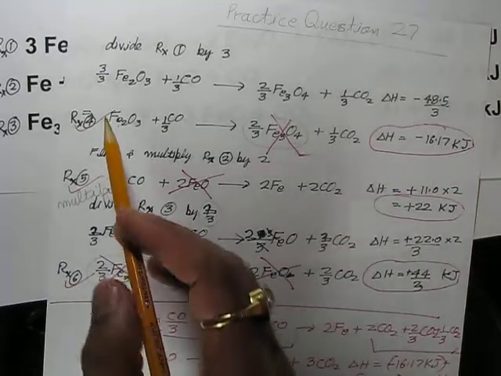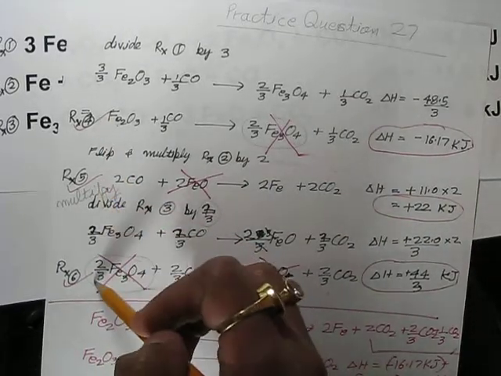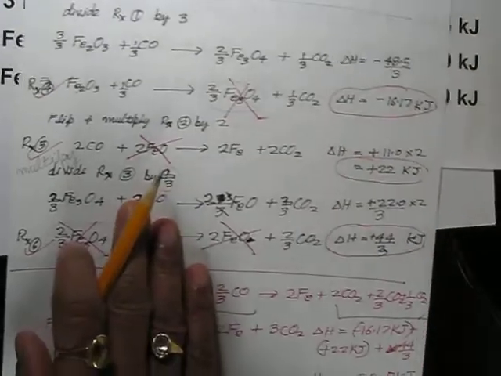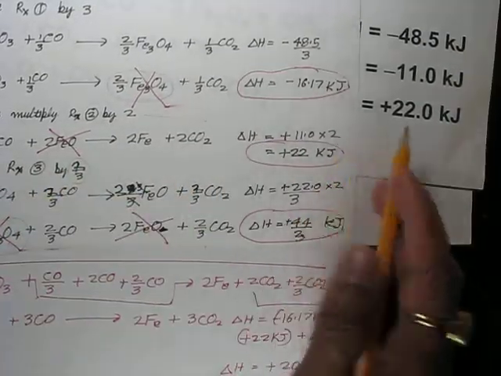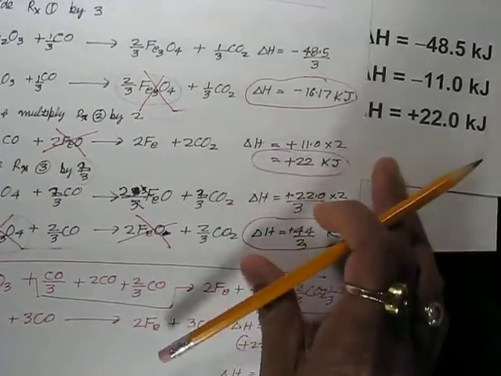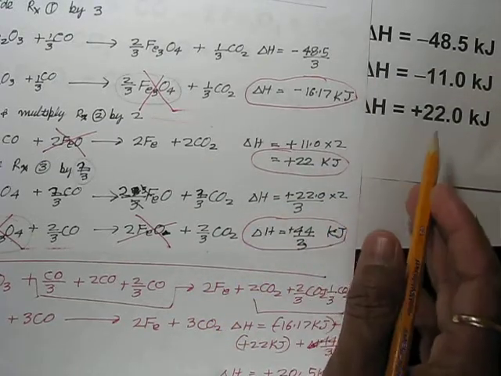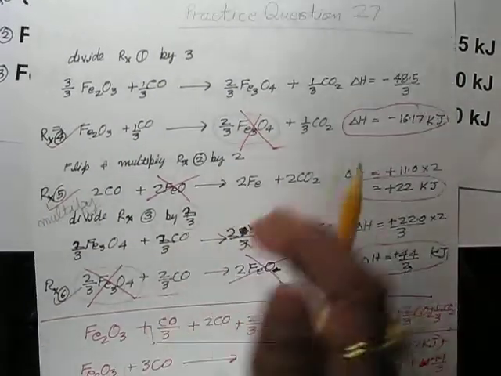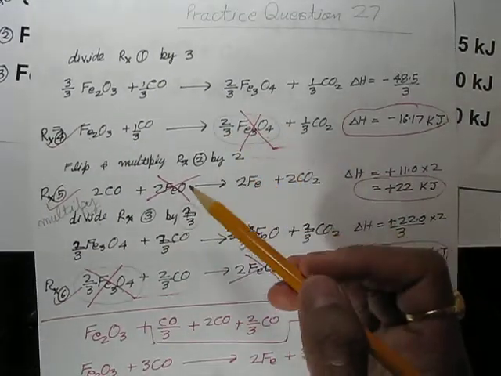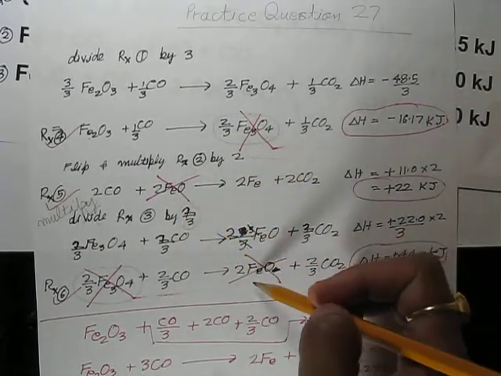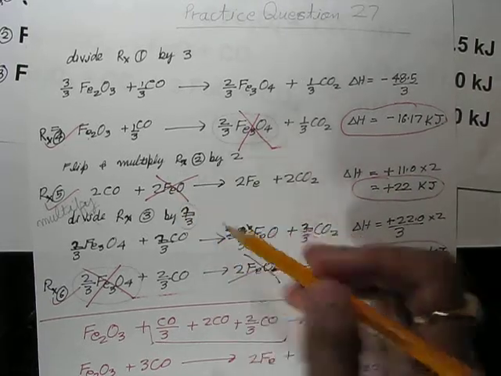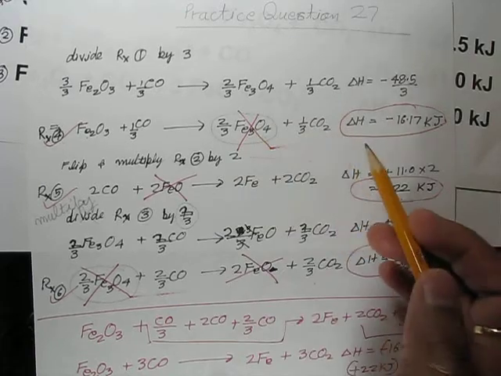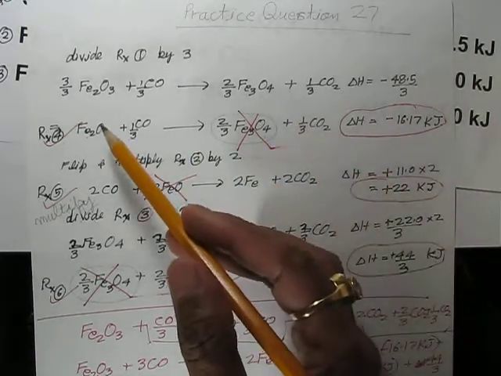Now we will combine reaction number 4, reaction number 5 and reaction number 6. So add all these three reactions. Here also the delta H for reaction number 3 will be multiplied by 2 by 3, so this will become 24 by 3. And now we can add. Once we add, the 2 FeO and 2 FeO will cancel out, Fe3O4 will also cancel out, and then we can add all these three.